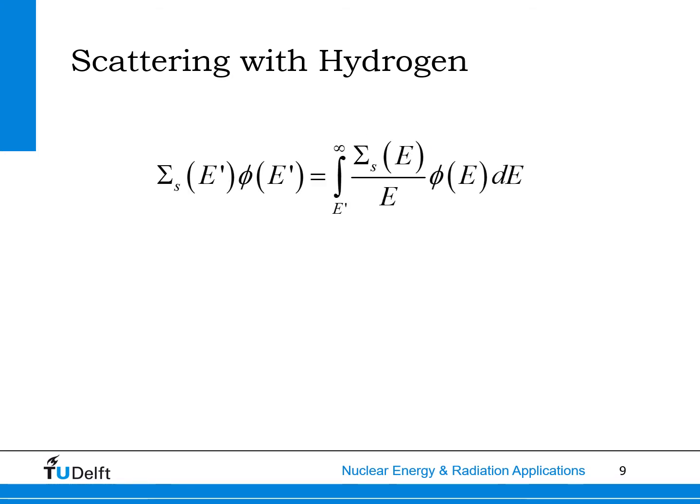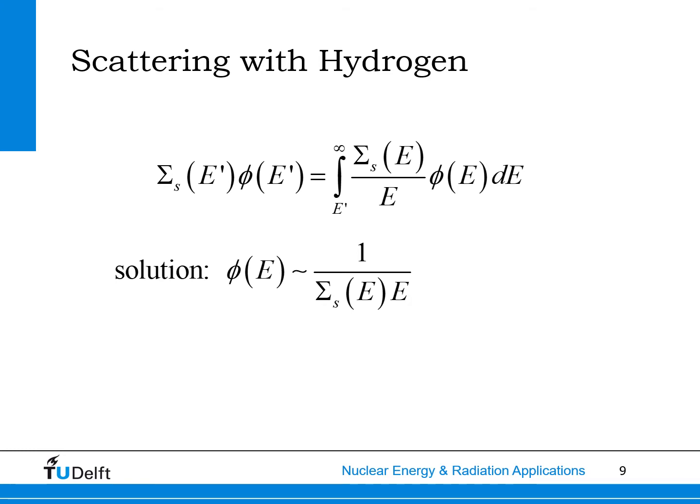Here we see the result from the previous slide again. It is easily verified that the solution of this neutron balance is given by the formula in the second line on this slide, which says that the neutron flux density behaves proportional to the inverse of the product of the scatter cross-section and the energy E.